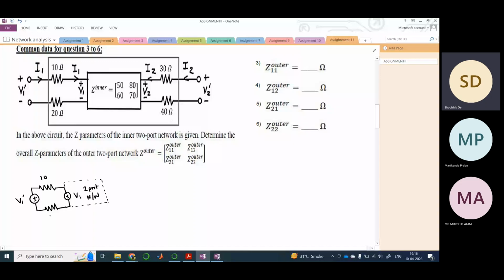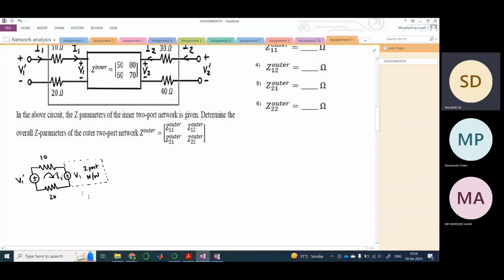Now it's also given that through this, your I1 is flowing. Using this, we can easily frame a KVL equation in this mesh. Pretty simple. So V1 dash equals 10 I1, then your V1, plus 20 I1. As a result, the equation becomes 30 I1 plus V1.